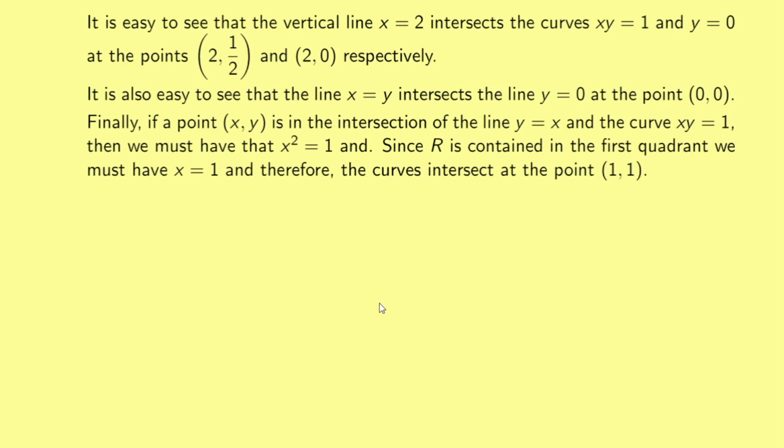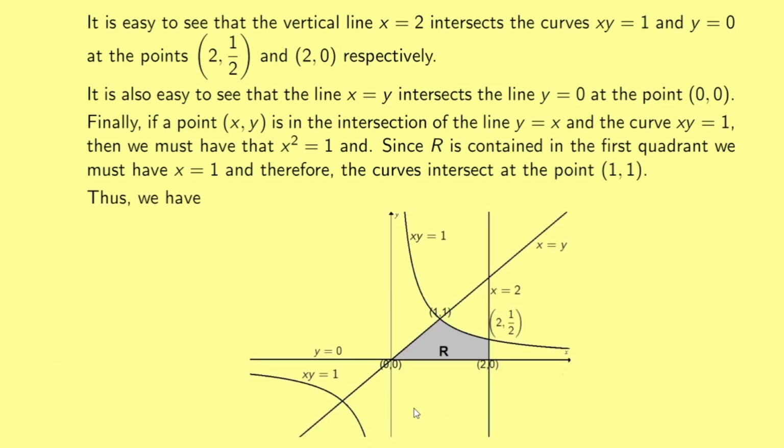because from the drawing we can see that R is in the first quadrant. So all x's must be positive or 0. So we must have x equals 1, which gives us that this point must be (1, 1). Perfect. So now we have these points, and we are ready to proceed in order to describe this region R algebraically in order to integrate. So here we go.